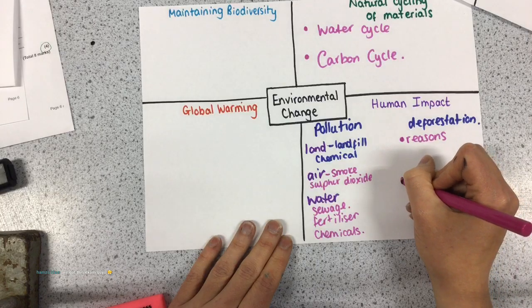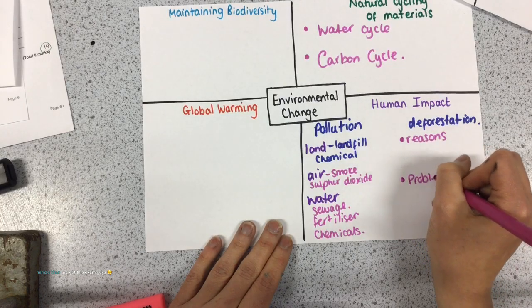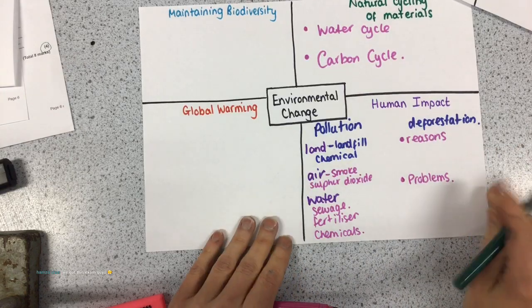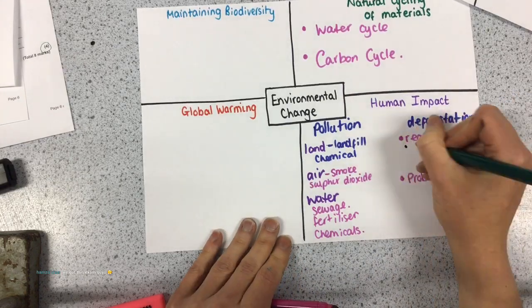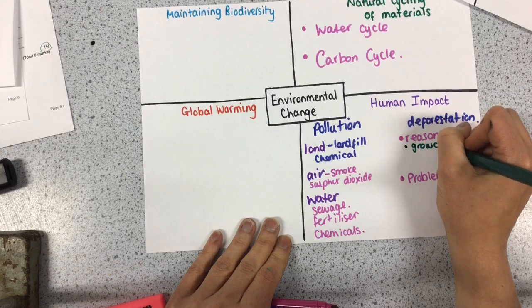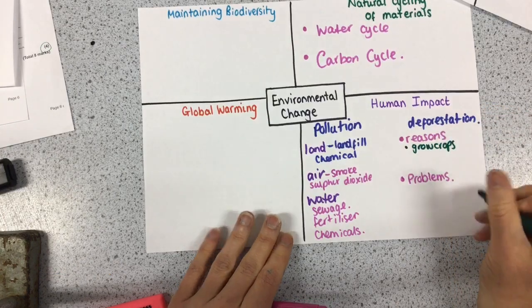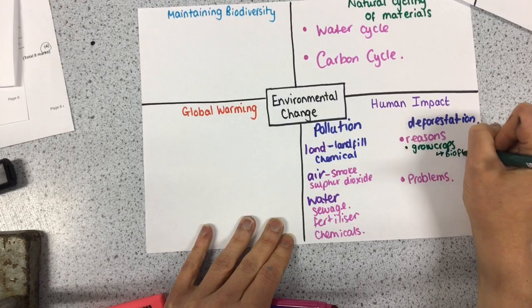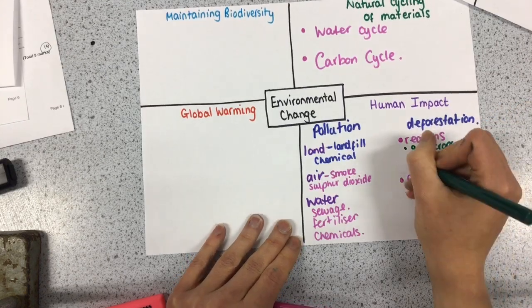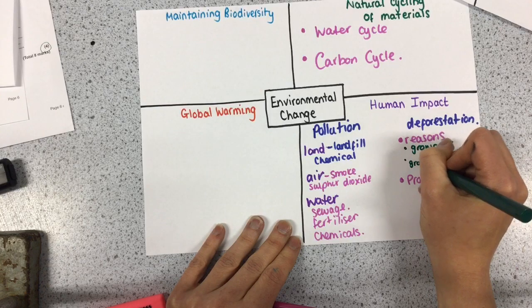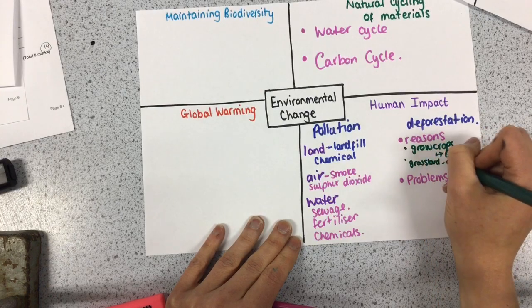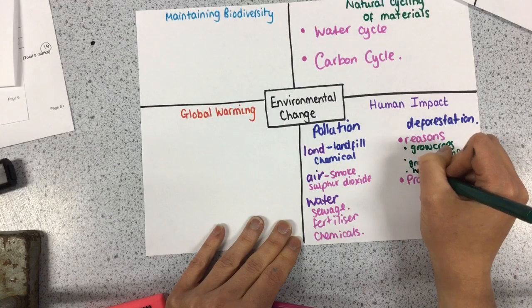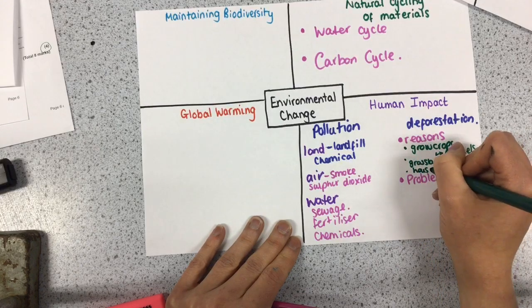and then we have to look at the problems that this causes. Now, this does link straight back into that carbon cycle again, because we need to cut down trees to grow crops. These could be for food, but they could also be for biofuels. We also need it for grassland, for cattle, and for housing, roads, and infrastructure.